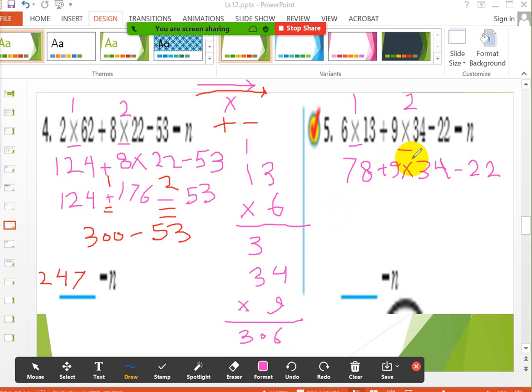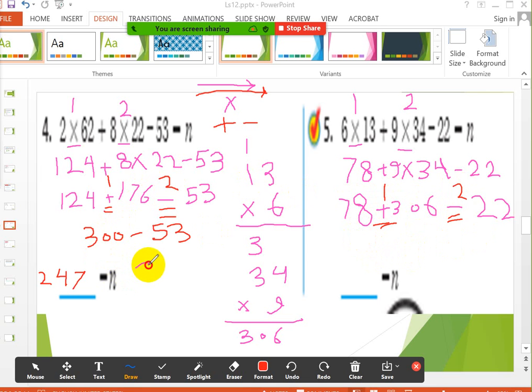So the answer for this multiplication will be 306. And I will write the numbers left, which is here 78 minus 22. Now I will do the last thing. I will do addition and subtraction from the left to the right. So I will start with addition. This is the first one. Then I will do the subtraction. So let's do the addition.